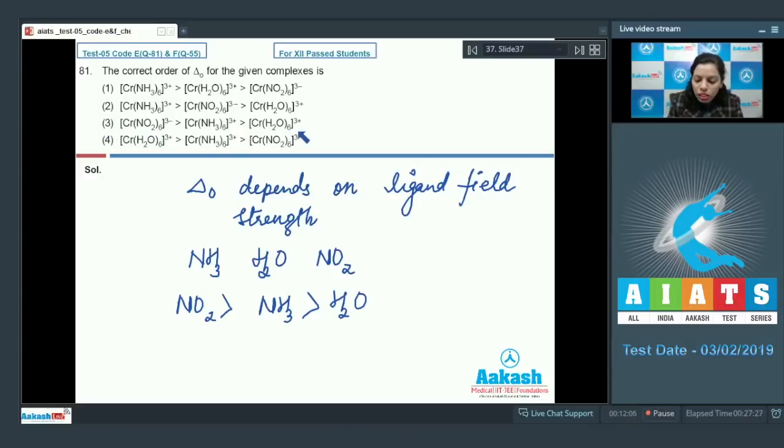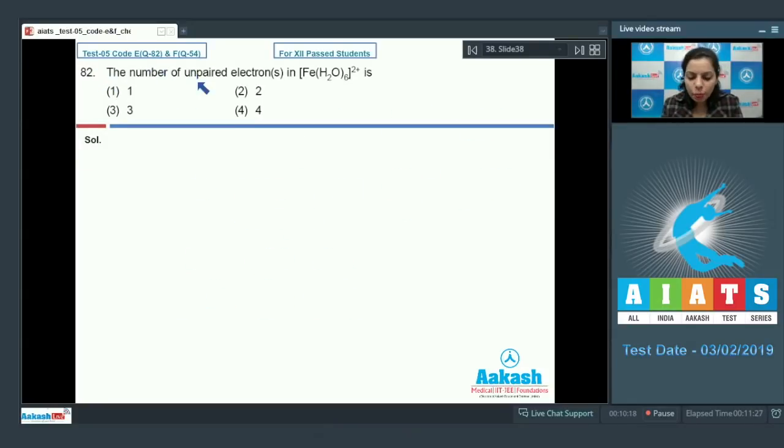So only option 3 is showing this correct order of the ligand field strength. It means it is also following the correct order of delta naught value, and that's why I'm choosing this as the correct answer. This is option 3. Question number 82. The number of unpaired electrons in the given complex ion is.